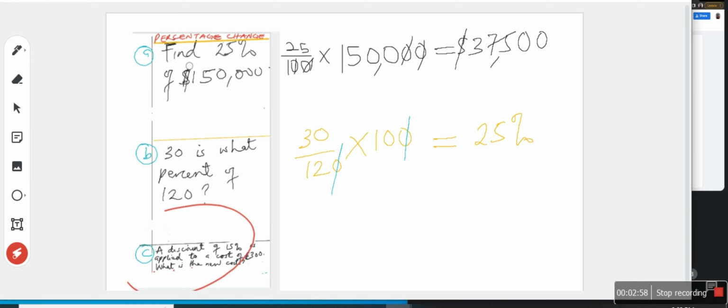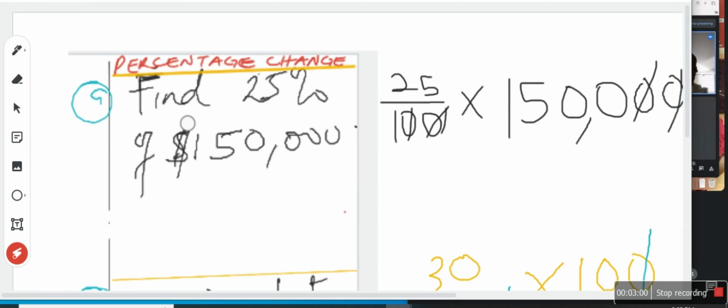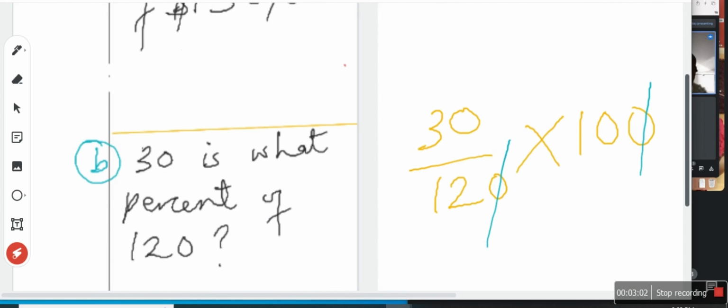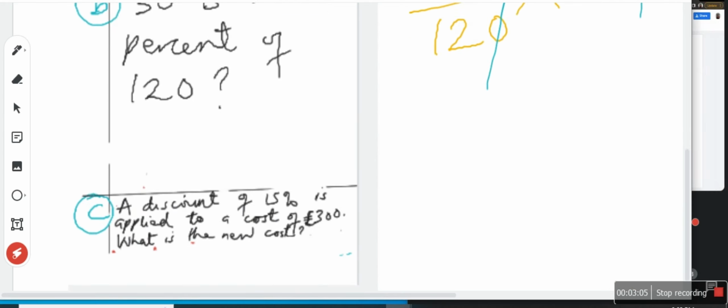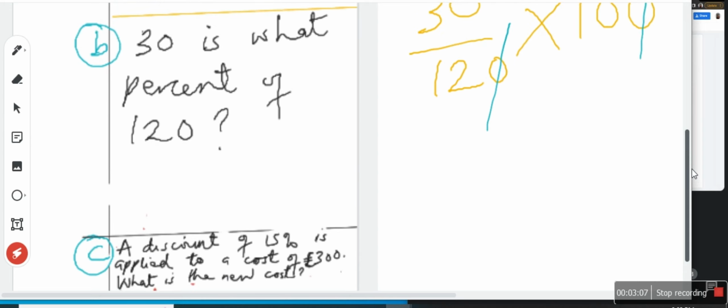Let's see. Let me zoom it in. Okay, it says a discount of 15% is applied to a cost of £300. What is the new cost? Okay, you said you did what? You did 15 over 100, which is the 15% times 300, isn't it? And you got what?